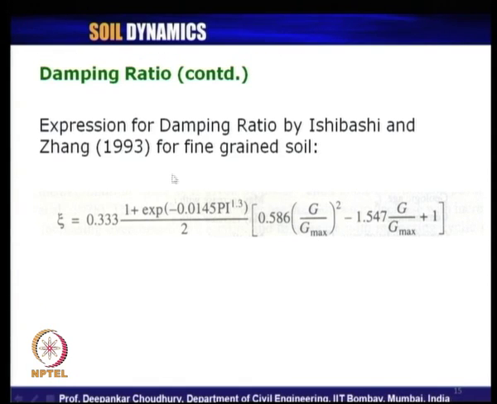And the expression to compute the damping ratio value is proposed by Ishibashi and Zhang in 1993 for fine grained soil. They again used mostly soil from the Japan region. This is the symbol for damping ratio they have used, and it is given by this expression. It is dependent on the value of G by G max and the plasticity index. So, when you are taking the G by G max, at which particular value of cyclic shear strain you are using, that effect is automatically taken care of.